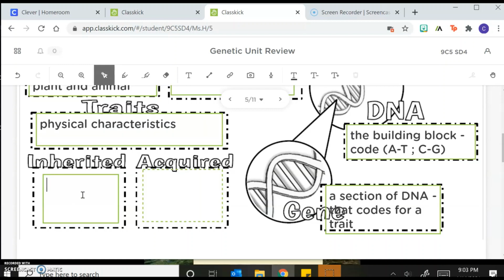All right, so inherited traits. So a lot of the time when we talk about traits and inheriting skills and talents, we talk about Kobe Bryant, Michael Jordan. So Michael Jordan and Kobe Bryant inherited height, being tall. They acquired athletic ability.